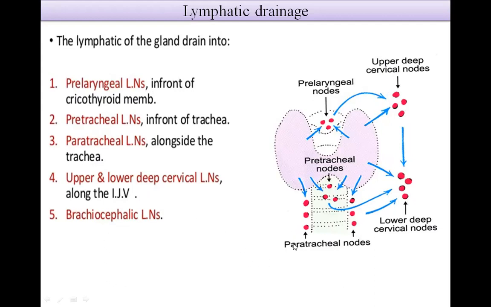So these are the paratracheal lymph nodes, pretracheal lymph nodes, prelaryngeal lymph nodes, upper deep cervical lymph nodes, and the lower deep cervical lymph nodes. So this is the lymphatic drainage of the thyroid gland.